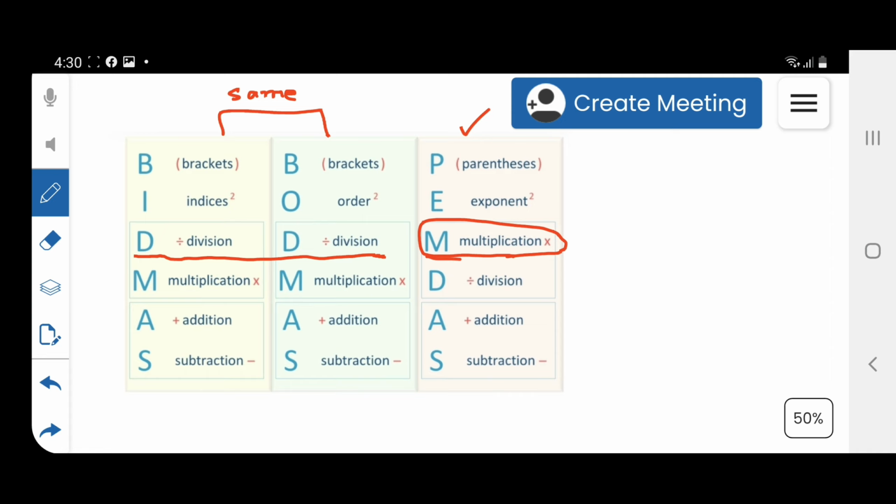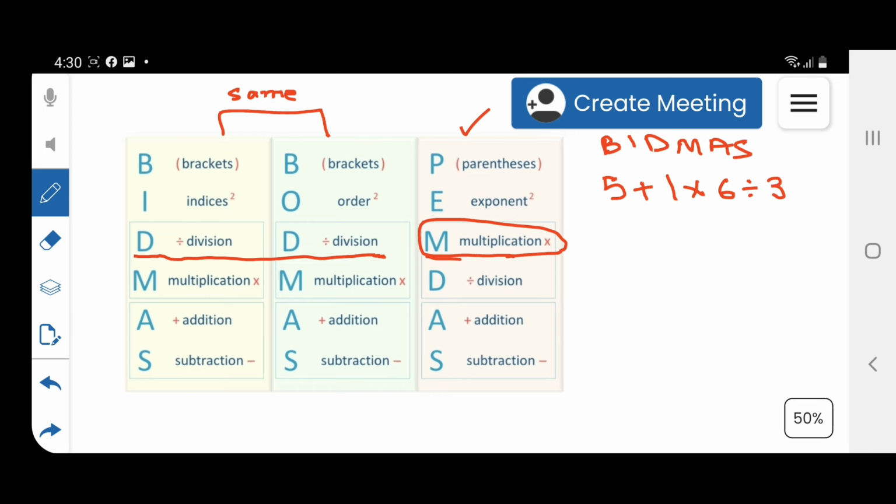So now if there is a question, first I will solve it for BIDMAS and then I will solve the same question for PEMDAS. So for BIDMAS or BODMAS, the question is 5 plus 1 multiplied by 6 divided by 3.